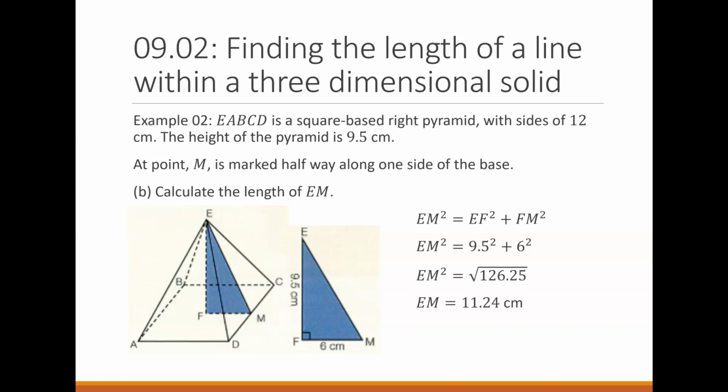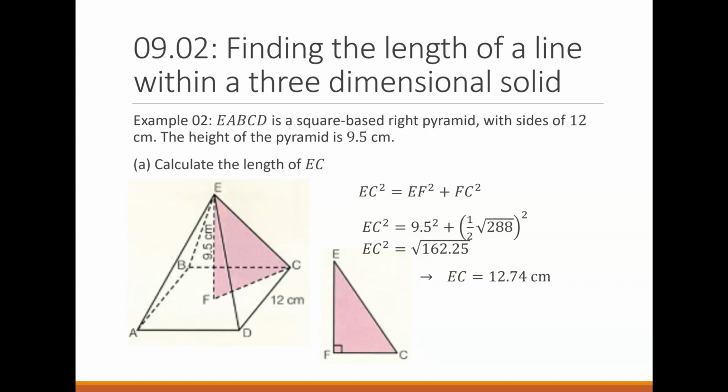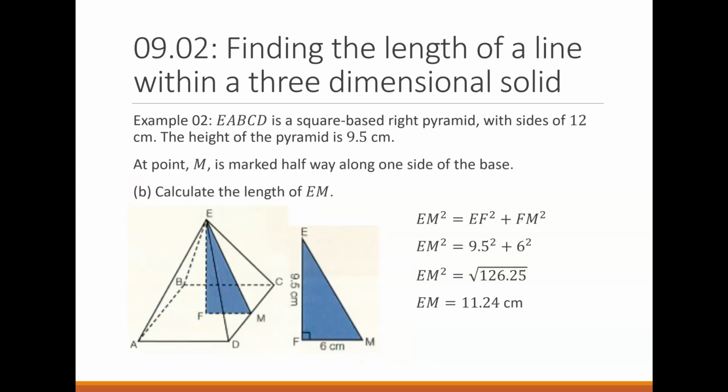And we get 11.24. Notice that EM is shorter than EC, right? EC was 12.74. EM is 11.24. How come those are different lengths?